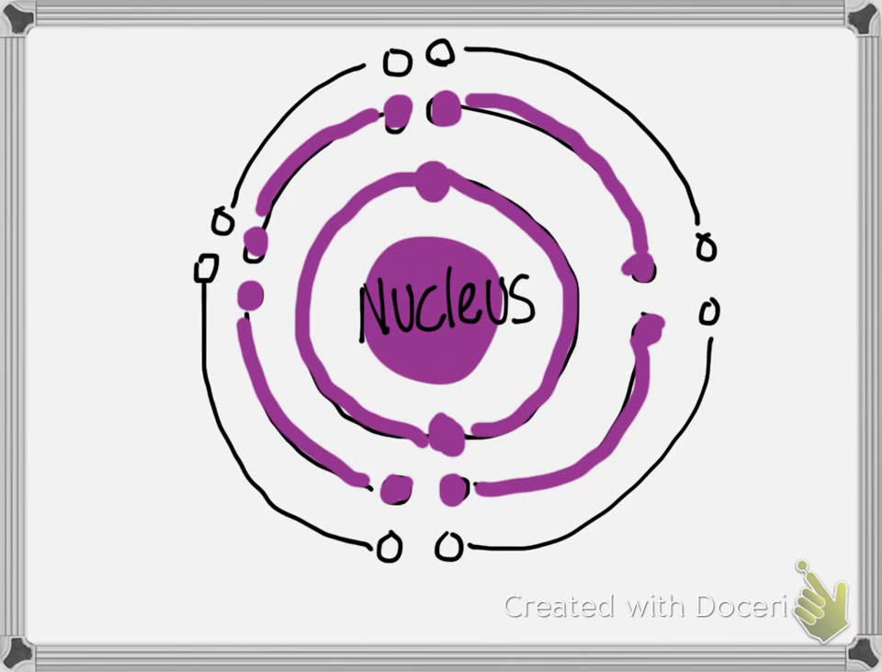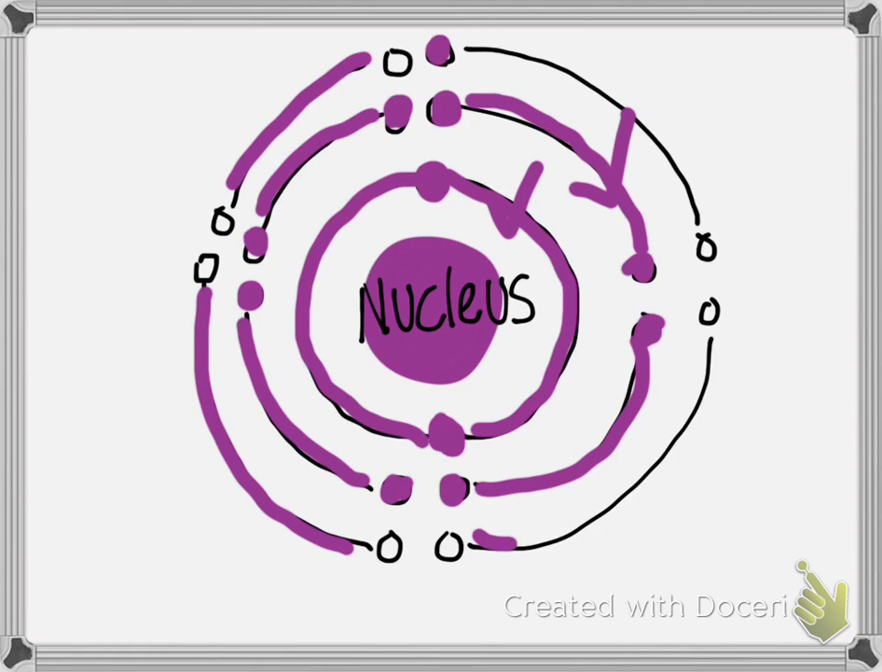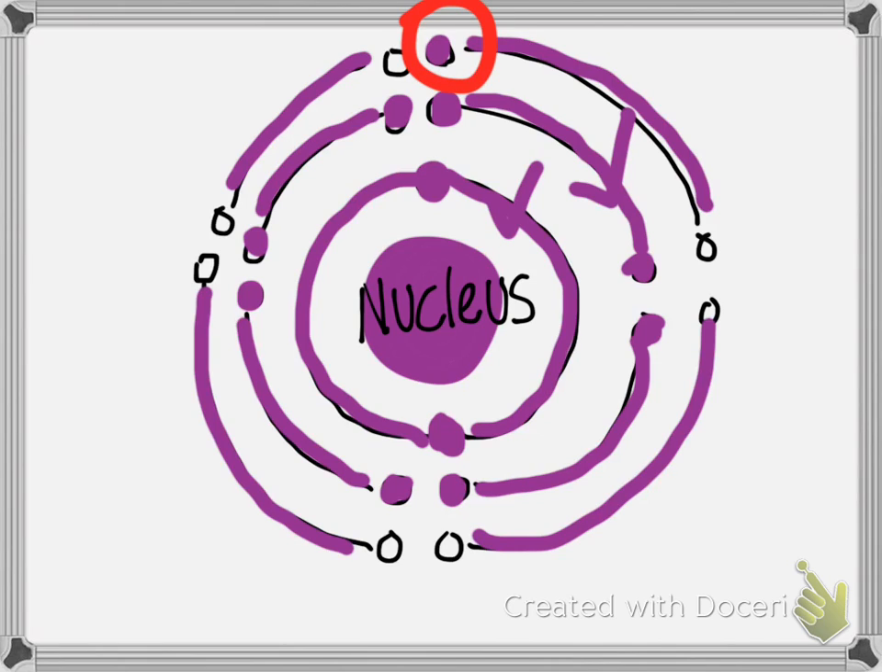After neon, the next element is sodium. It has 11 as an atomic number, therefore there are 11 protons and 11 electrons in sodium. 2 of those 11 fit on the first shell. That's this one. The next 8 can fit on the second shell. That's this one. That 11th electron, though, has to have its own shell because the other 2 shells are full. Out of sodium's 11 electrons, only 1 is a valence electron because it's the only one outside.